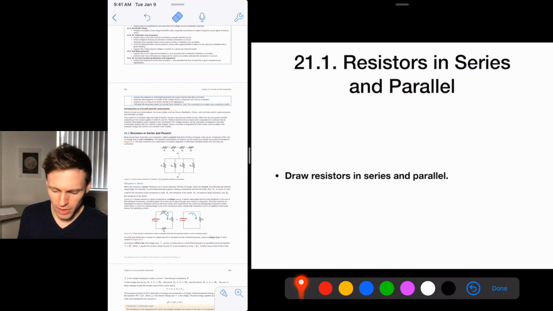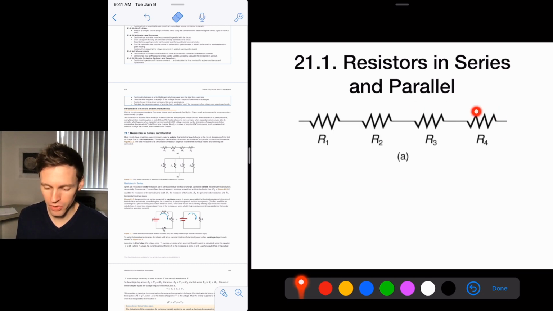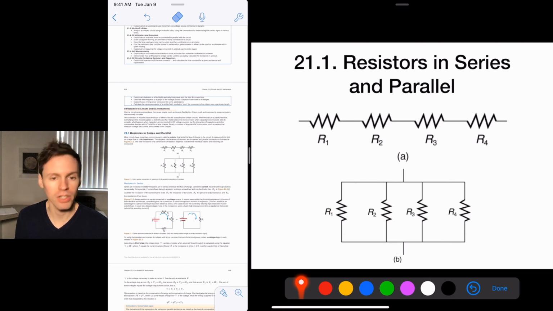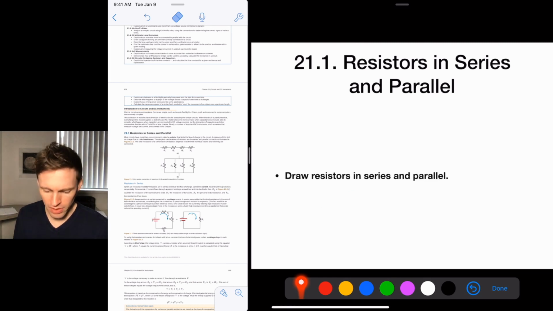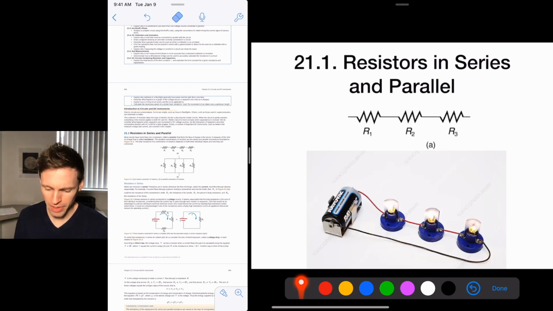Okay, so right now on your sheet, you have an exercise, and I want you to draw resistors, 3 resistors in series and 3 resistors in parallel. So I basically want you to draw this picture and this picture just so you get a sense of what you're doing. Okay, so draw those, pause the video if you need to, and then continue on.